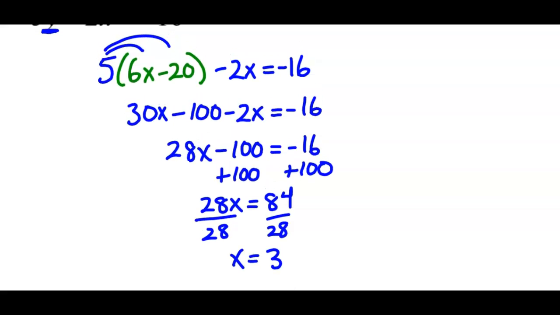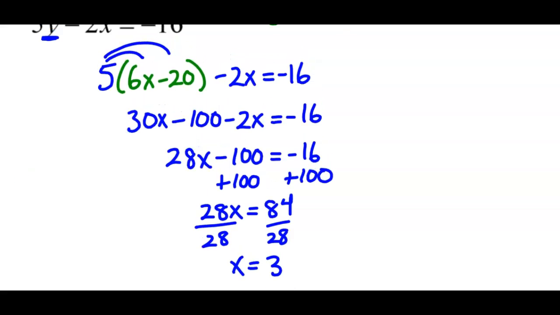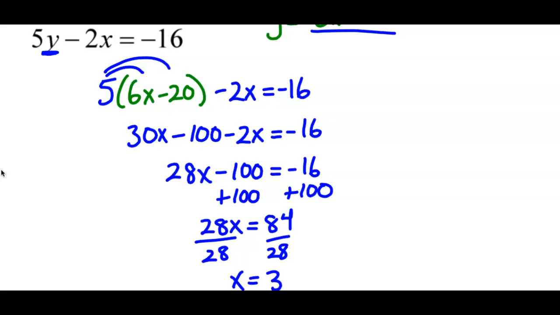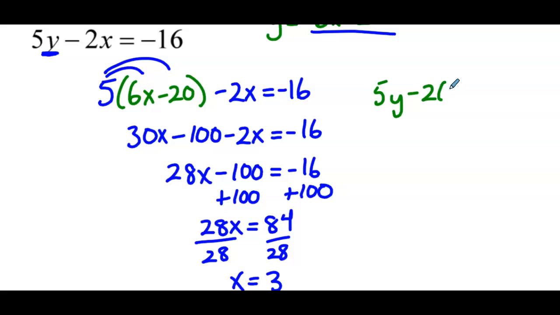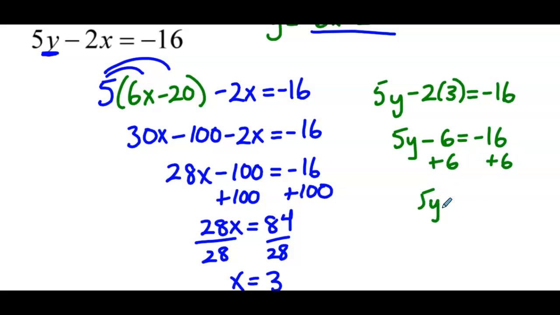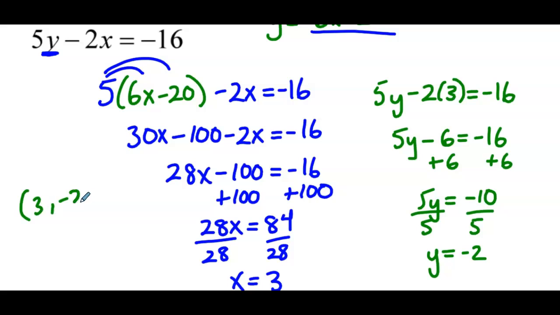Now that we found the x coordinate, we have to solve for the y coordinate. So in this case, I'm going to substitute into the second equation here. So 5y minus 2 times 3 equals negative 16. 5y minus 6 equals negative 16. Add 6 to both sides. 5y equals negative 10. Divide both sides by 5. y equals negative 2. So we have our x and our y value, writing it as an ordered pair, 3, negative 2.